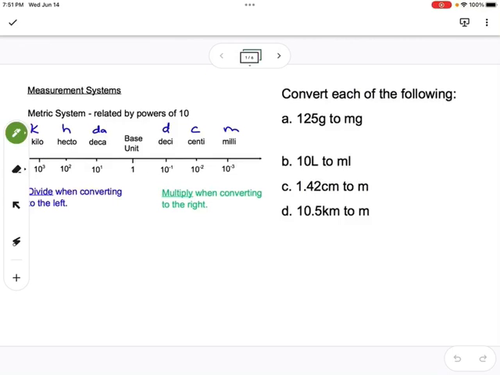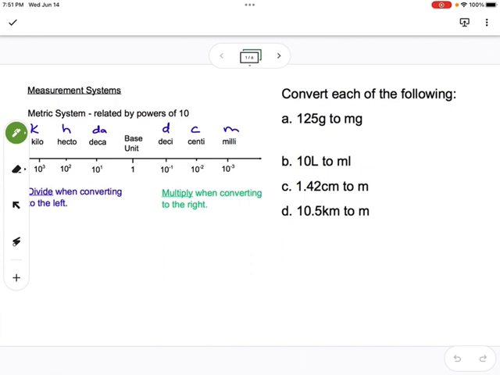Okay, so today's review is going to cover measurement. We're going to be looking at different conversions and then calculating different types of measurement like surface area and volume. So first we want to look at the metric system.